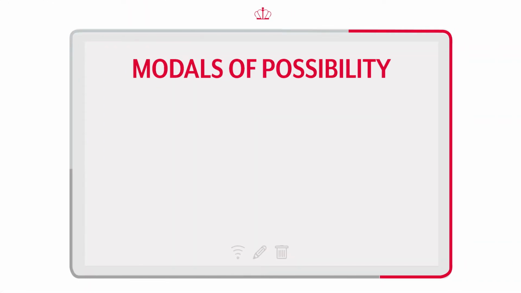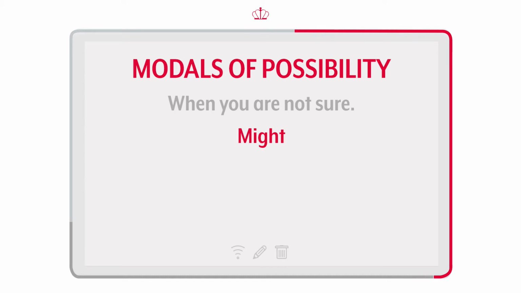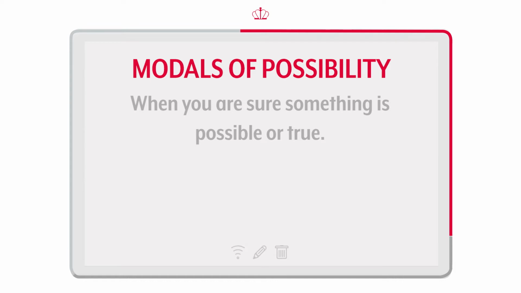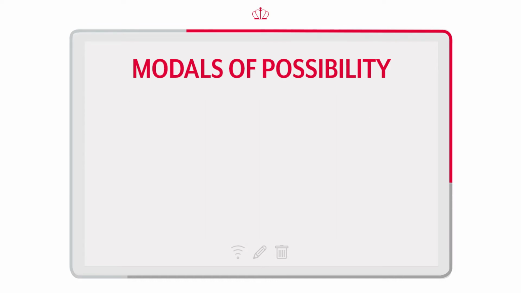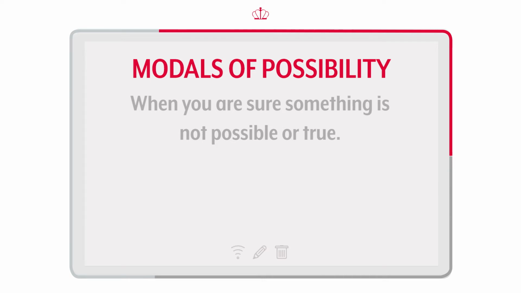Modals of possibility. When you are not sure, you would use might, may, or could. When you are sure something is possible or true, you would use must. When you are sure something is not possible or true, you would use can't.